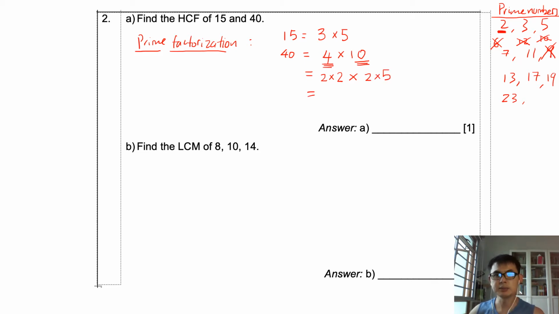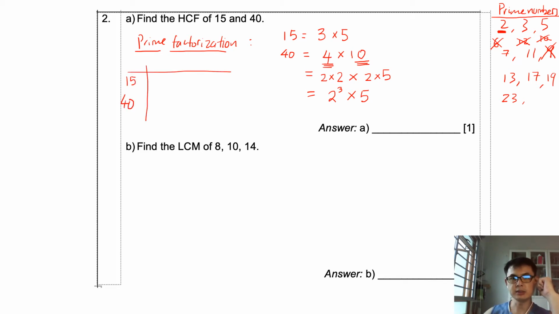Okay, so the last step is to collapse the numbers, like collect them. So 2 times 2 times 2, we write as 2 power 3 and multiply by just a 5. So there you go, prime factorization for 15 and 40. Okay, now after we have got this, what do we do? We set up a table like this, and then we start to put boxes. Yes, this is the way to find the HCF and also the LCM. So it's a good investment to learn these two things.